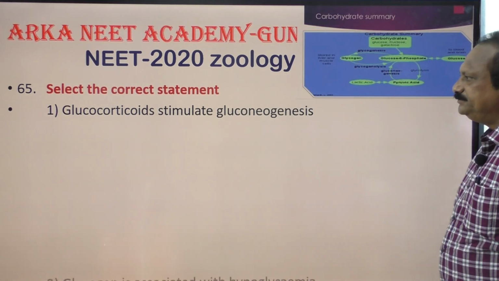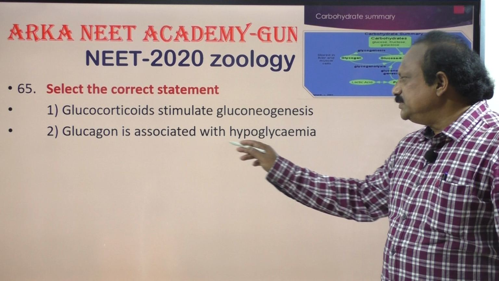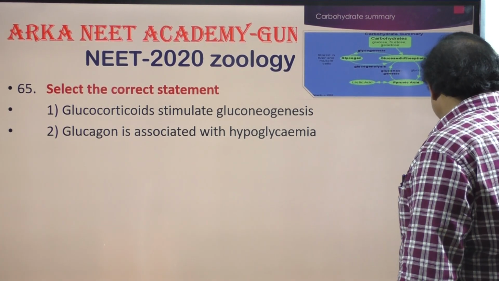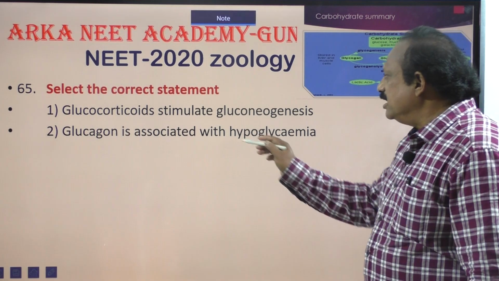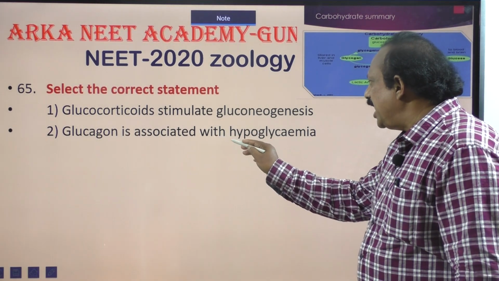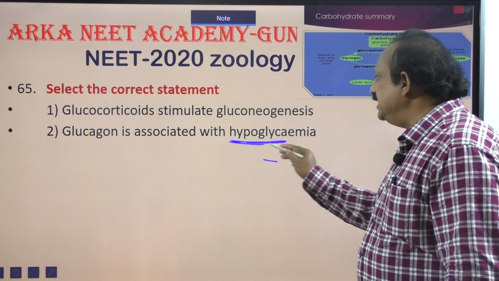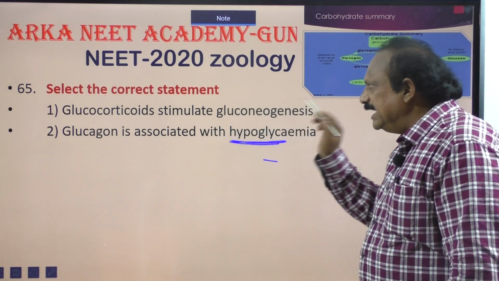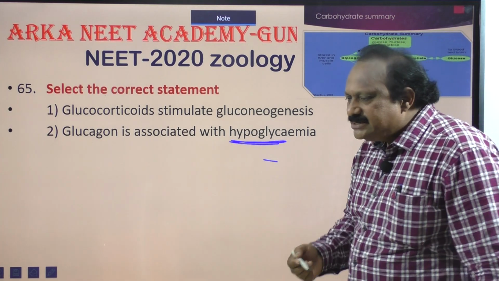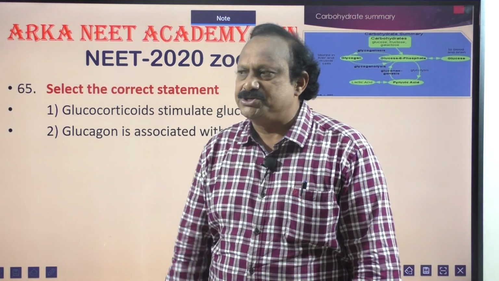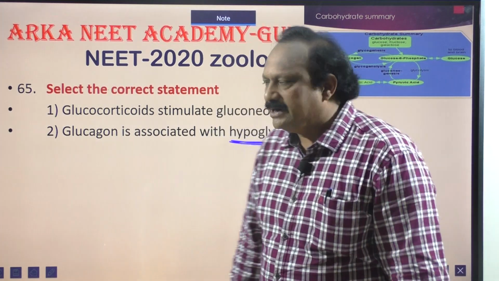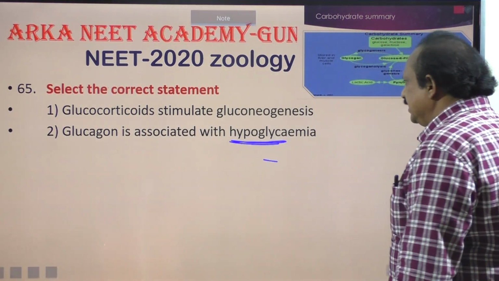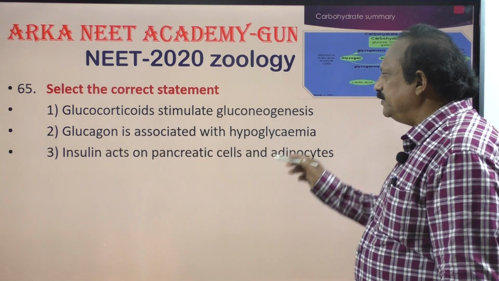Glucagon is associated with hypoglycemia. This is wrong. What should be the correct one? Hyperglycemia. Glucagon increases the glucose level in the blood. This is called hyperglycemia. Therefore, glucagon associated with hypoglycemia is the wrong one.